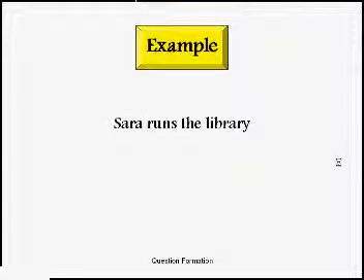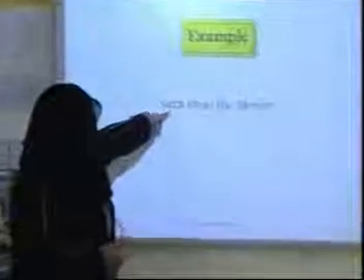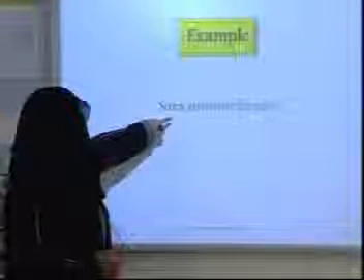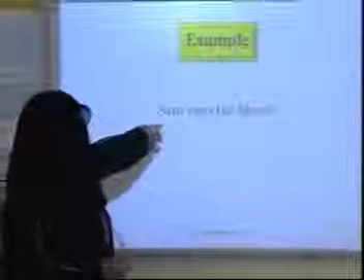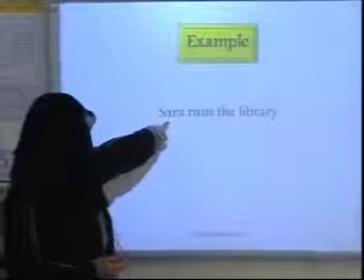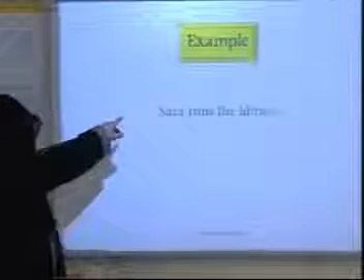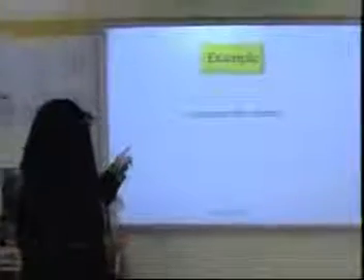For example, if I say, Sarah runs the library. Sarah here, is it an object or a subject of the verb? Sarah runs the library. Sarah manages the library. Of course, Sarah is a subject, because she is the doer of the action here. She runs the library. So in this case, what should we do?